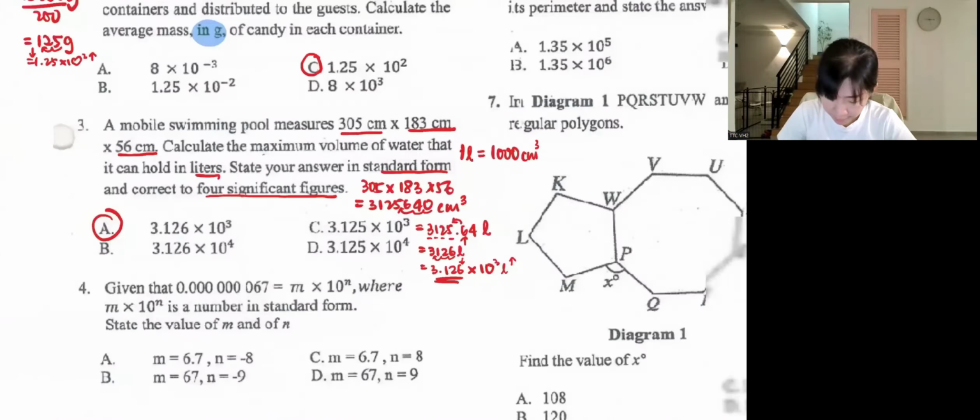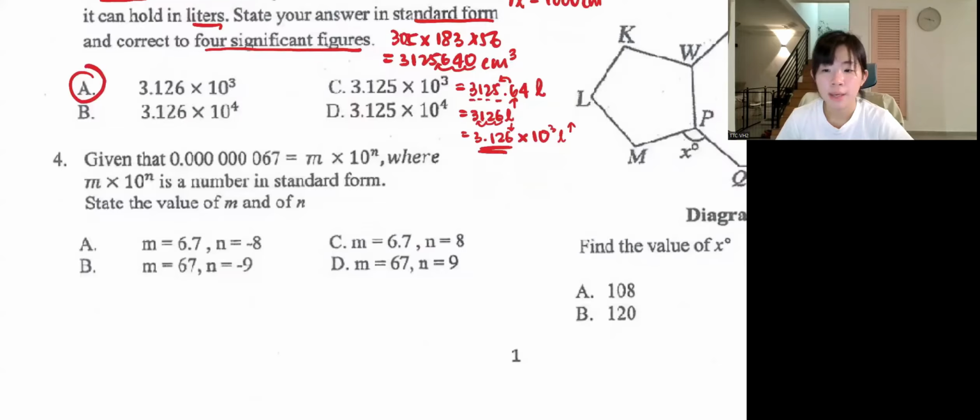Okay, next, guys, number 4. Okay, number 4, so they give us this number. We need to find what is m and n. Your choices are... so if we make it into standard form, bentuk piawai, 1, 2, 3, 4, 5, 6, 7, 8.